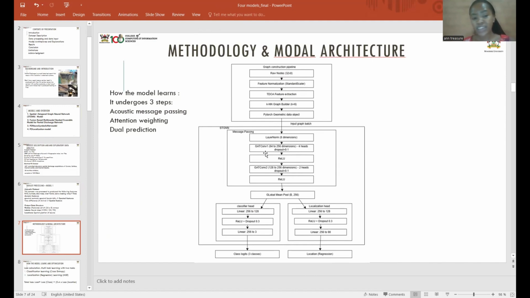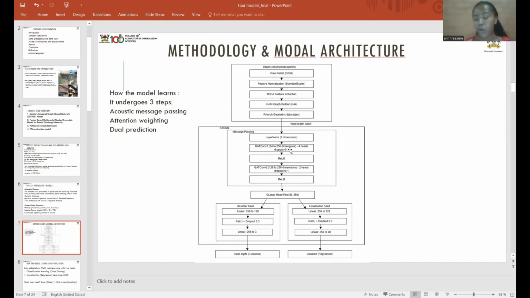So when it's passed into the graph neural network, it undergoes 3 steps. There is acoustic message passing, whereby these 8 dimensions of information are passed from one node to another. Once this information is passed from one node to another, you find that some of the nodes were able to capture more information, or information that had a higher importance. So that's where the attention weighting comes in, in the graph attention GATConv layer, which pays more attention to the nodes that captured more information and gives them higher weights.